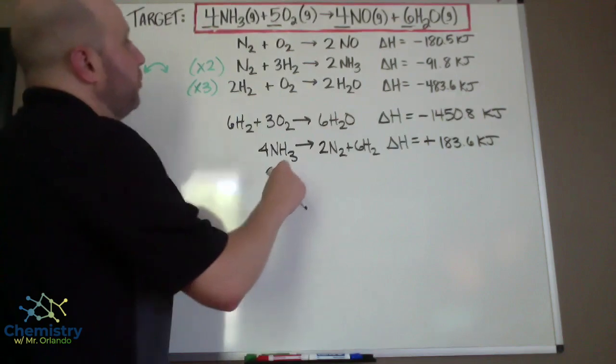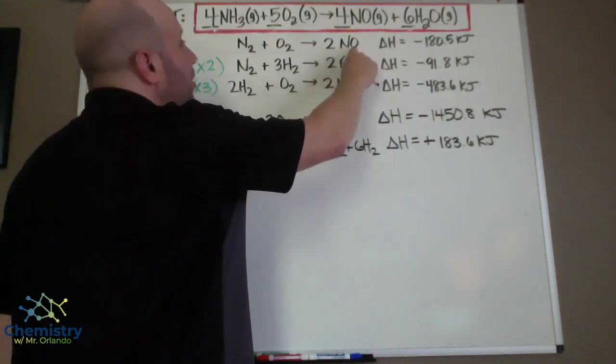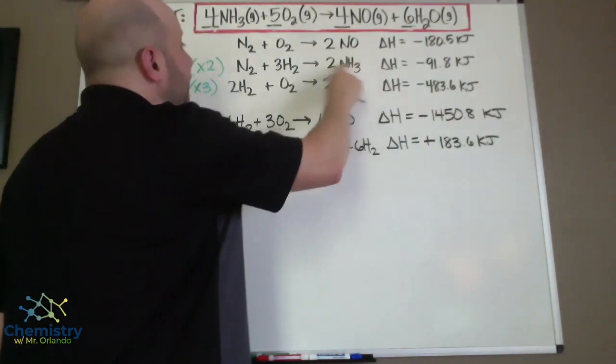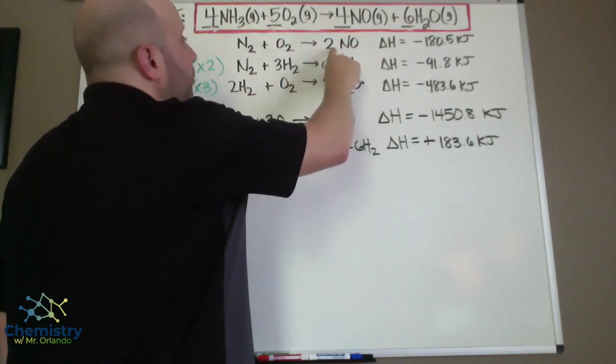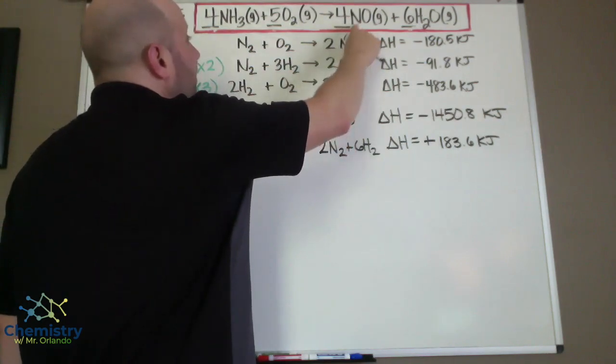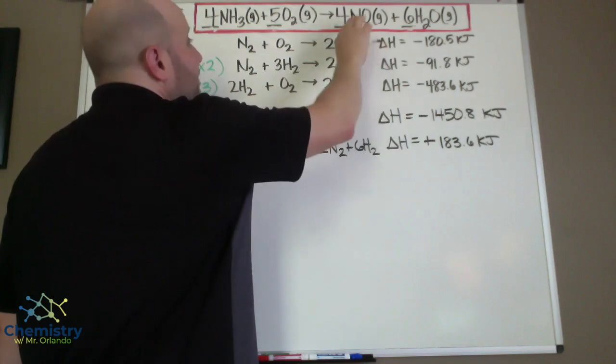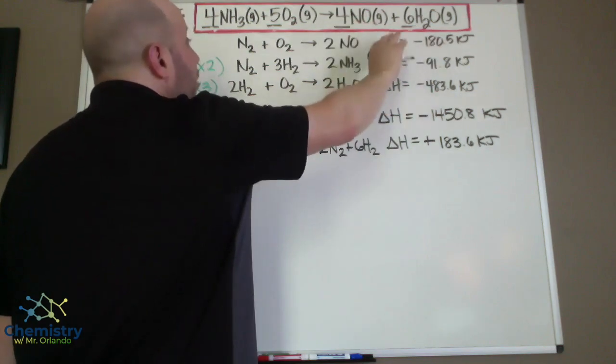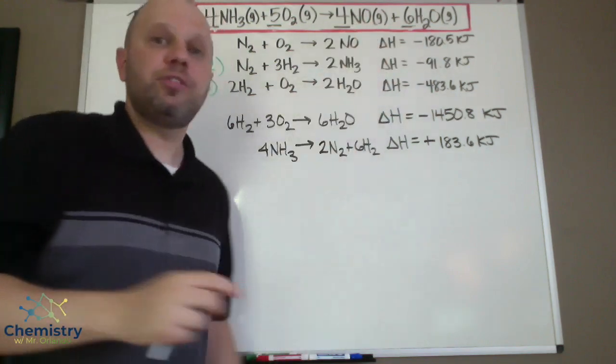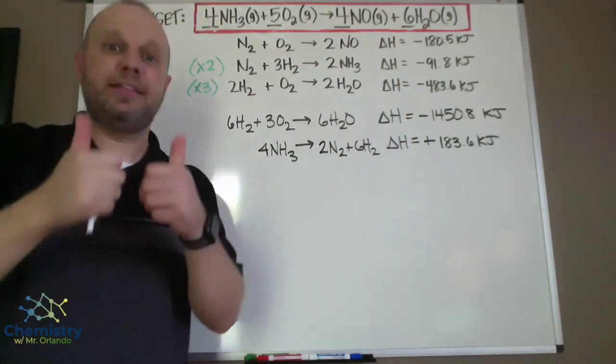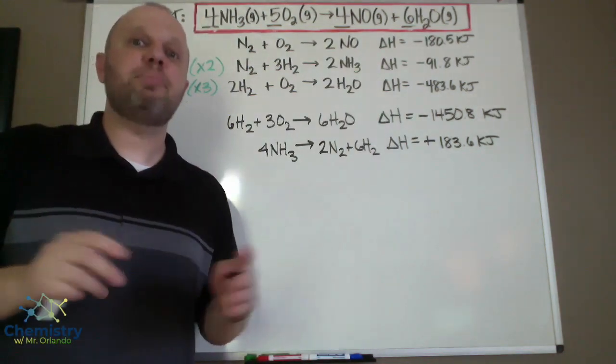In our last equation, you'll notice we have NO, nitrogen monoxide. It doesn't appear anywhere else. So we know that we need to get 4 nitrogen monoxides, and they have to be on the right side, the product side. So the first question is, are they currently on the product side? The answer is yes. So we don't have to flip the reaction.